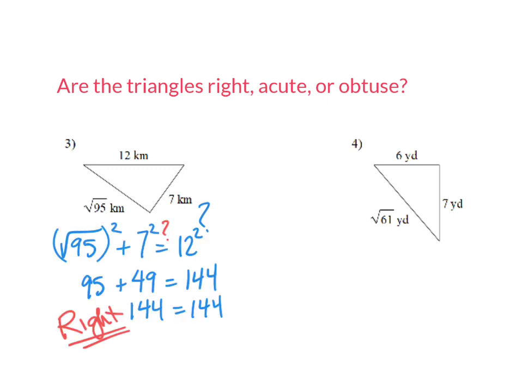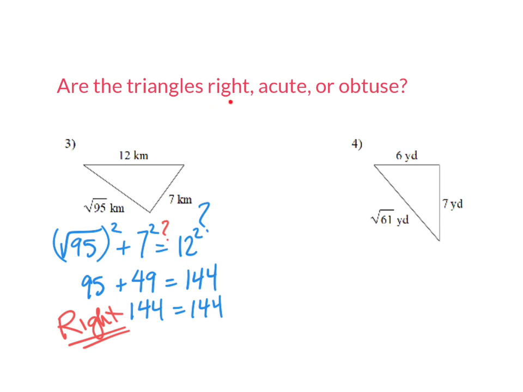I got it to equal out, did you? It's a right triangle because 144 does equal 144. All right, so take a look at the next one. Let's decide what the A and the B and the C are. So you got a 6 and a 7, and then you have the square root of 61. I always kind of estimate what I think this would be. If that was a 64, the square root of 64 is 8. It's just a little bit less than 8. So I think that's going to be the assumed hypotenuse. So then let's run this through. If this is going to be my C, the square root of 61 is my C, go do your Pythagorean theorem, decide if it's right, acute, or obtuse.